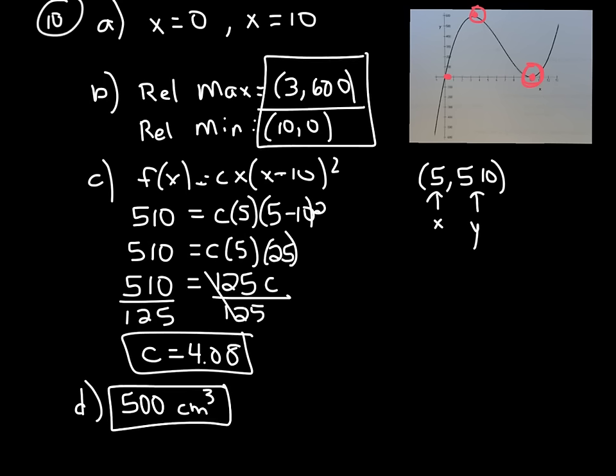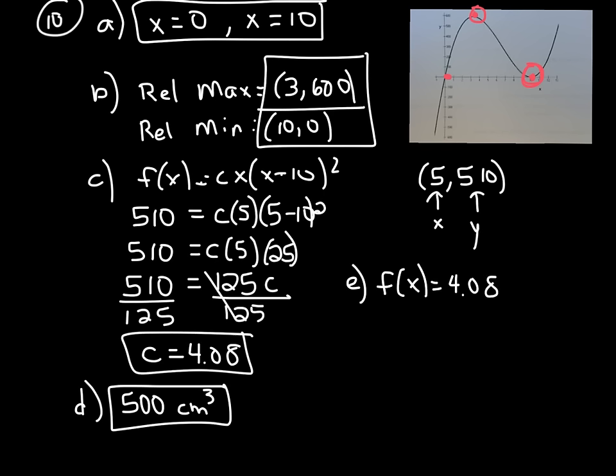Finally, part E wants us to use our function to estimate the volume if the radius is 2. So we're going to go back to our function over here from part C. The only difference is now that we know that c is 4.08, let's substitute that in. So our function is f of x equals 4.08 times x, and then times x minus 10 squared.